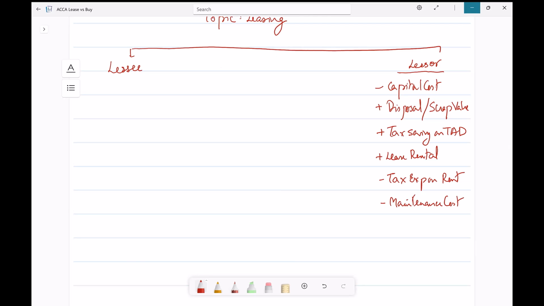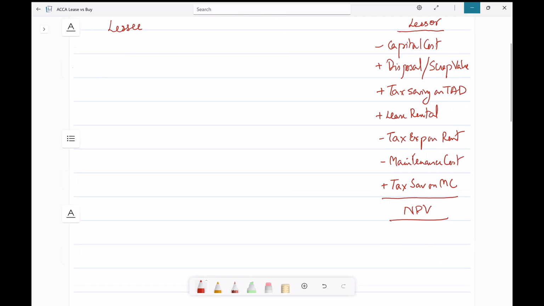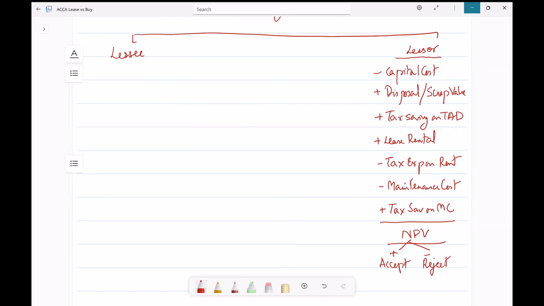And maintenance cost being an expense, we are going to have tax savings or tax benefit on maintenance cost. All these cash flows are taken in their respective years and we find out the NPV. If this NPV turns out to be positive, we shall accept the project, and if this NPV is negative, we shall reject the project.